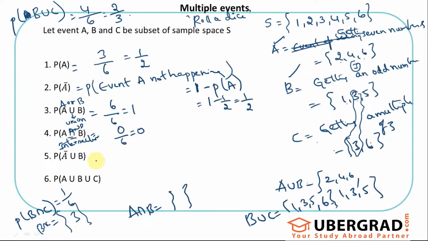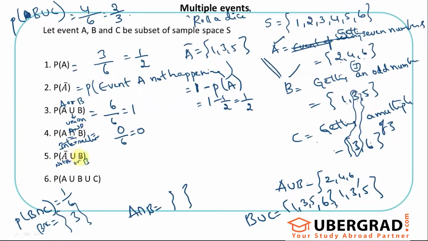Right? What about this? P of A bar union B. That means not A or B. So what is not A? If A is this, what is not A? That is basically whichever is the total possible outcomes minus A. So I just have to remove 2, 4, 6 from this. So I'll have 1, 3 and 5, which is equal to this actually. B is also the same, 1, 3, 5.